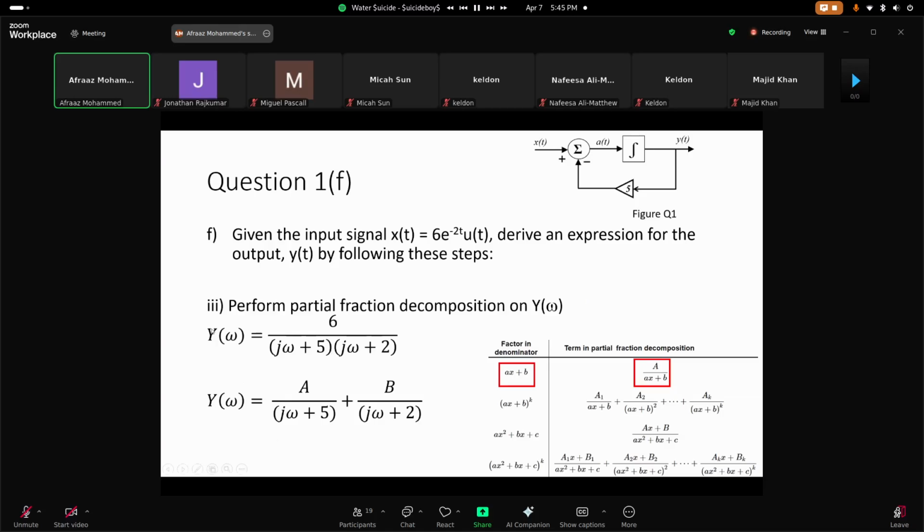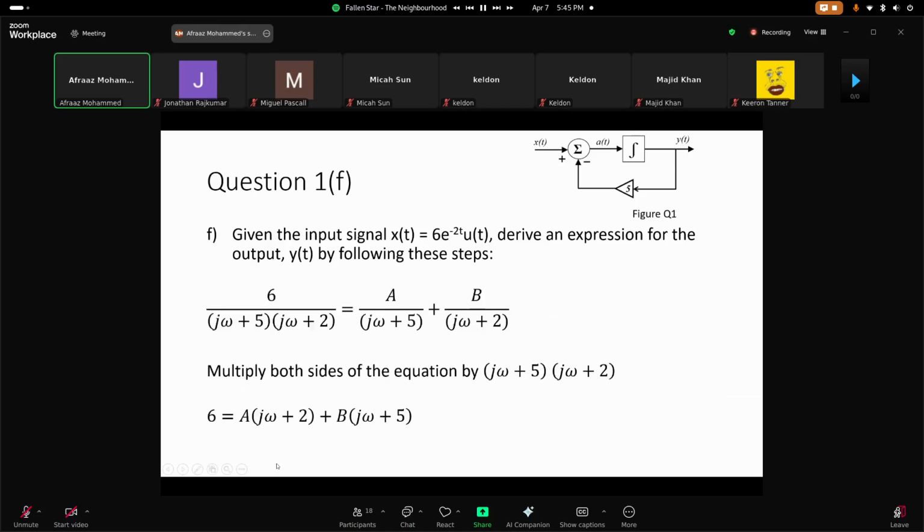So this is our Y of omega, 6 over j omega plus 5 times j omega plus 2. This can be broken down into A over j omega plus 5 plus B over j omega plus 2. So basically, you're going to use this partial fraction term to decompose it.